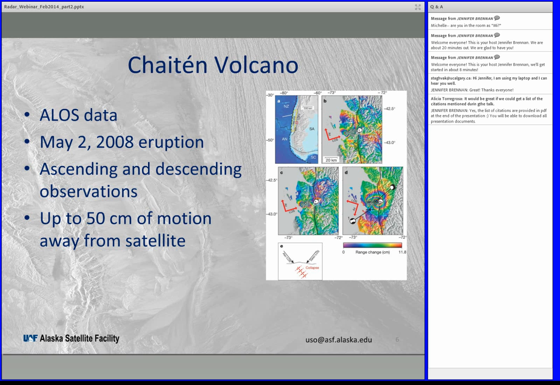You can see in the diagram where B and C are interferograms from ascending data and D is an interferogram from descending data, that the interferograms from the two directions look different. Having data from both directions was critical because a broad area of movement, up to 50 centimeters away from the satellite, can be interpreted from the descending interferogram. A much smaller amount of movement is interpreted from the ascending interferogram.